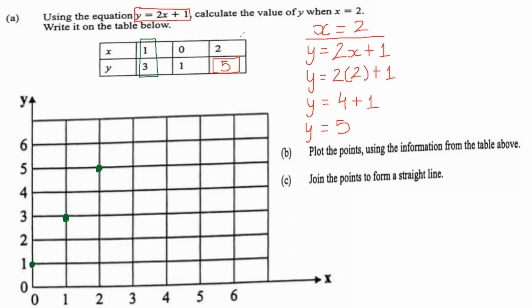All right, the next thing we're going to do is join the points to form a line. So let's join the points. The points go from here all the way to there, all the way to there. We could continue with this if we want. Right there, all the way here. All right, so that's going to be our line.